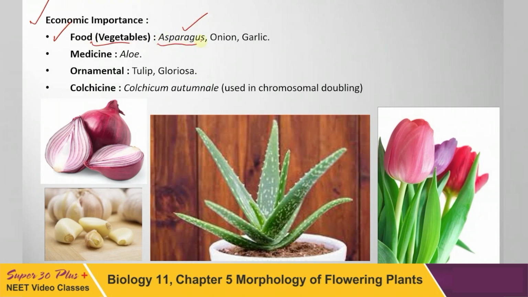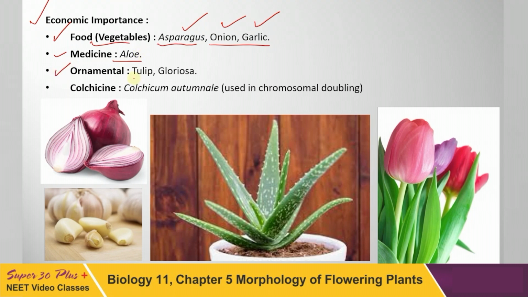It's green, that is, leaves are being eaten. That is onion and garlic. These are consumed as food, and they have medicinal value also. Medicine, aloe. Aloe vera is a very popular plant nowadays on TV screens, and it is used in almost all cosmetics. Aloe is a medicinal plant.